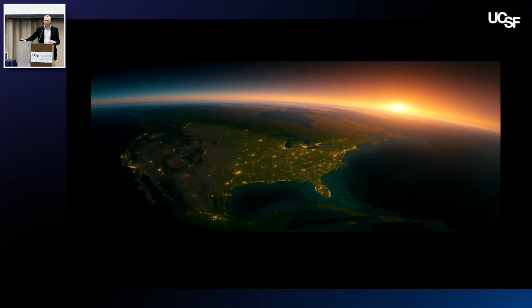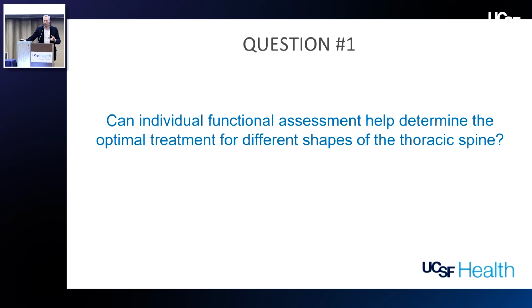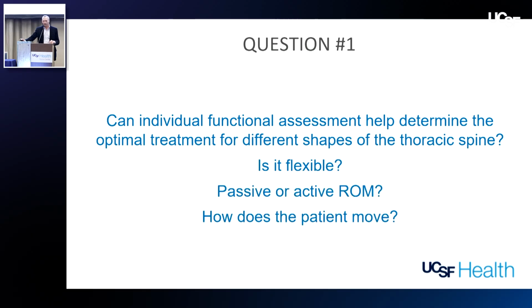Here are my disclosures. If alignment is at the dawn of understanding, then thoracic shape, as Rusli said, is still in the shadows. And if we think about how it moves, we're in the darkness. So I'm going to interpret the first question as: with functional assessment, can we determine the optimal treatment for different shapes of the thoracic spine? That's really what we're asking.